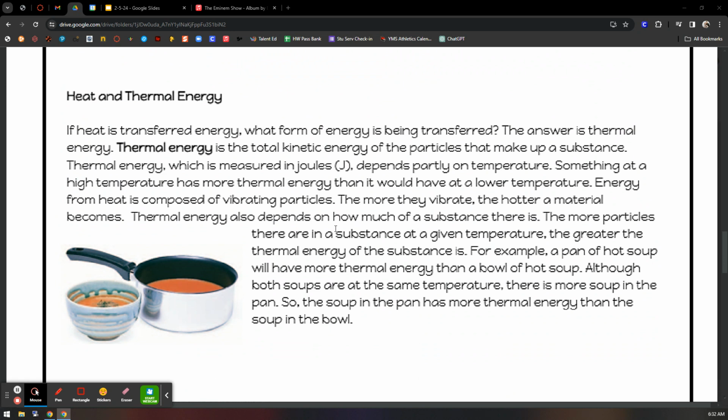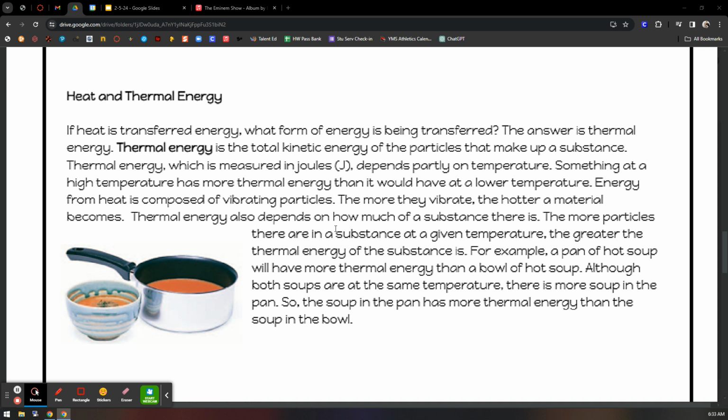Heat and thermal energy. If heat is transferred energy, what form of energy is being transferred? The answer is thermal energy. Thermal energy is the total kinetic energy of the particles that make up a substance. Thermal energy, which is measured in joules, depends partly on temperature. Something at a high temperature has more thermal energy than it would have at a lower temperature.